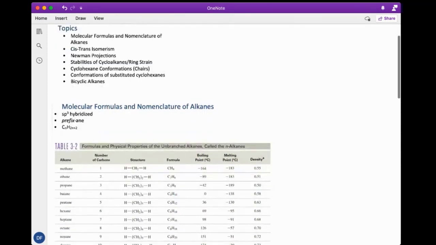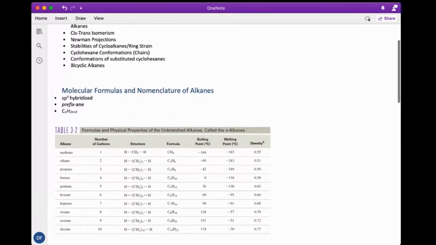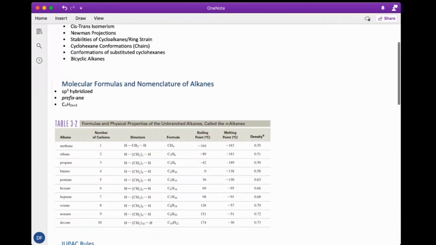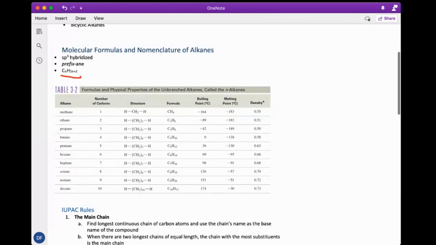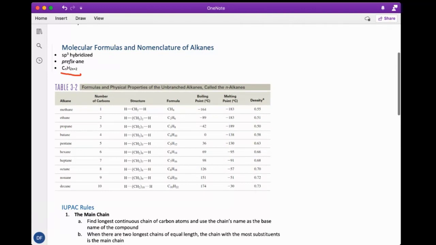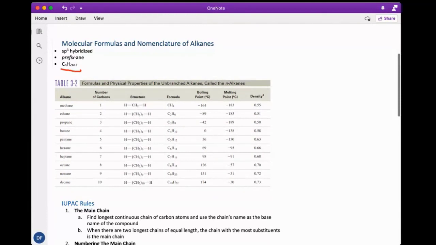So to start off, we have what are alkanes? Alkanes will be sp3 hybridized. That's provided that it's not positive or negative. We'll have a prefix before it and an ane at the end. And this is the general formula for it right here. Here are some examples of different types of alkanes. It's one of the things that you have to memorize, especially the prefixes.